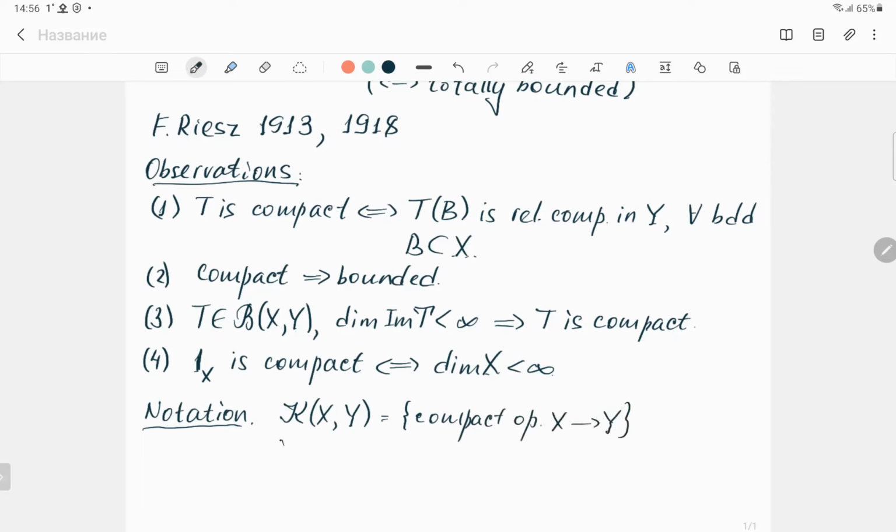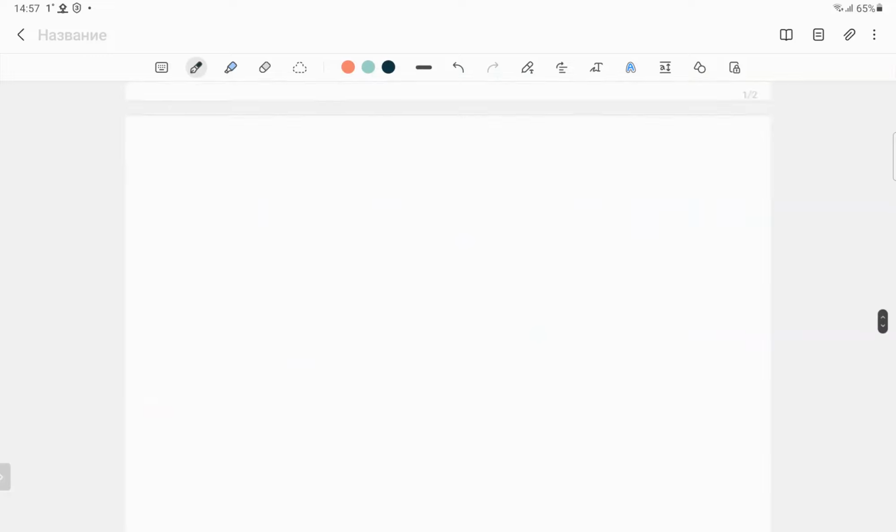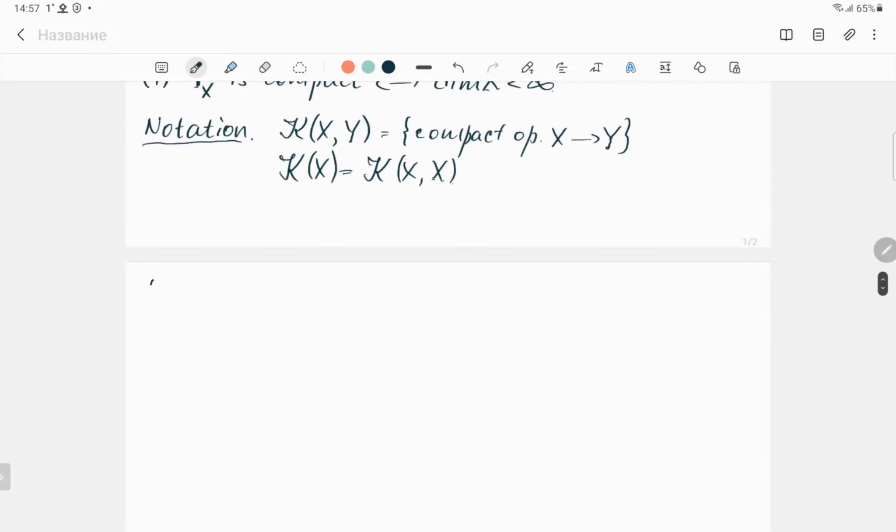And if Y equals X, then we just write K of X. Well, let's now prove some general properties of compact operators. We have the following proposition.